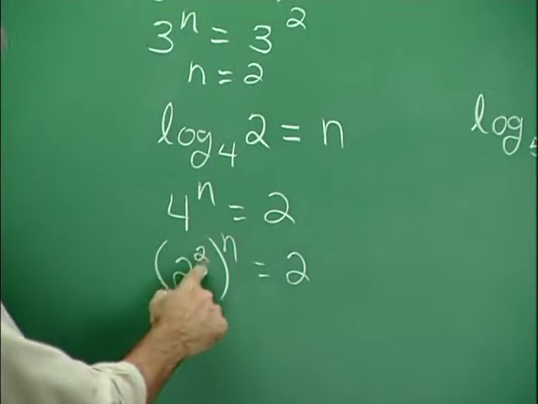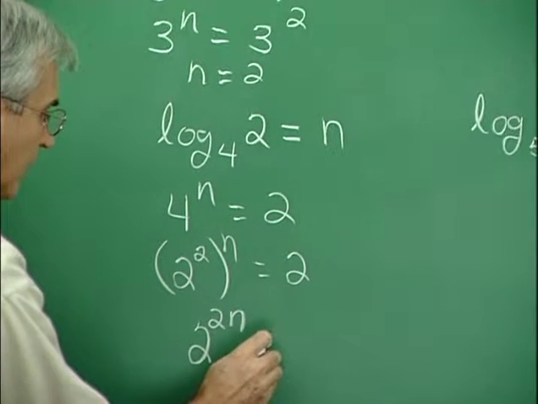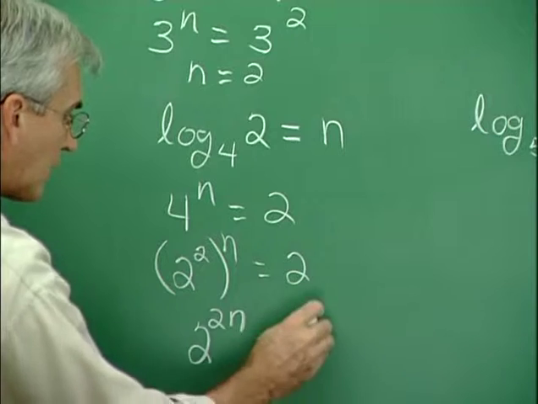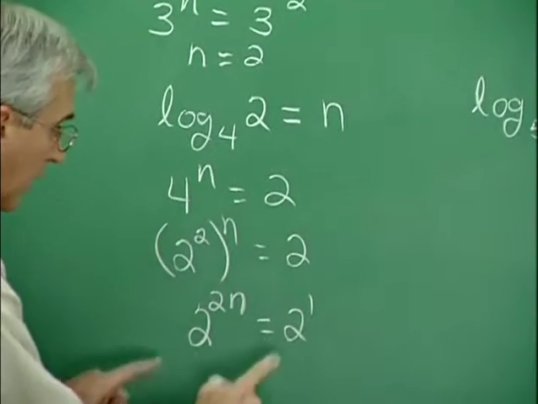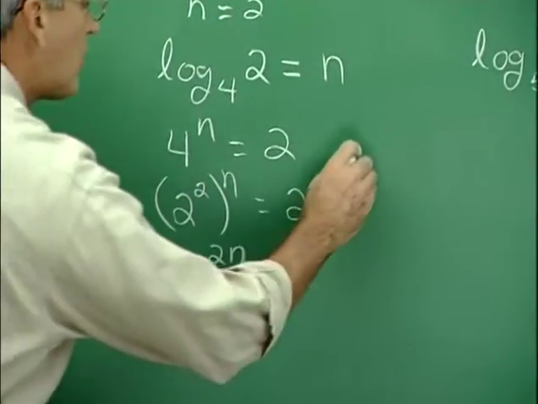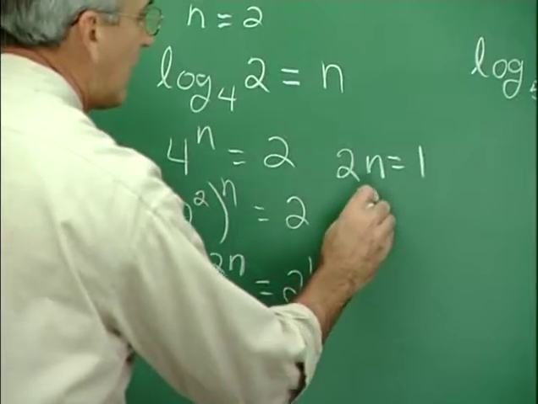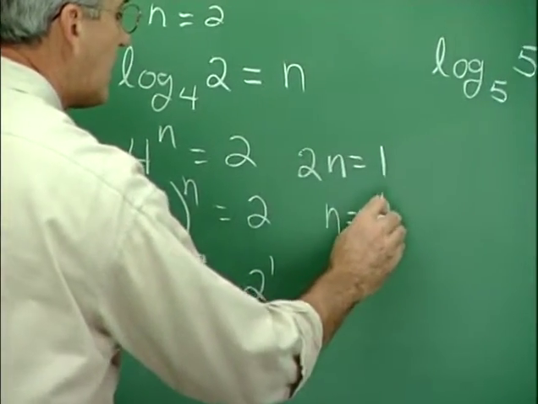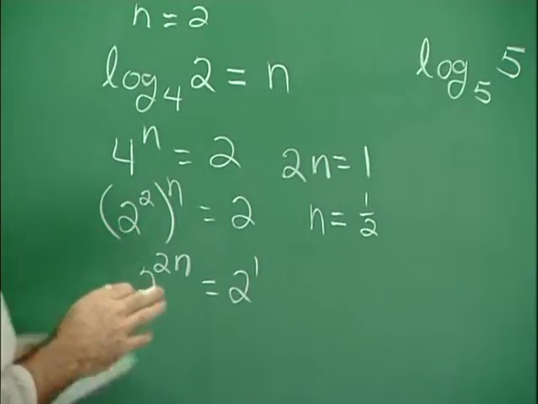Now power to power means multiply those exponents. So this is 2 to the 2n equals 2 to the understood 1. And now we can set the exponents equal to one another because those bases are alike. So we can say then that 2n is equal to 1. Dividing on both sides by 2, we find n to be 1/2. So the n here is 0.5 or 1/2.